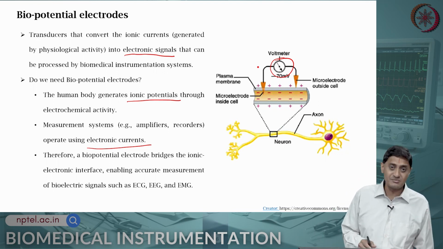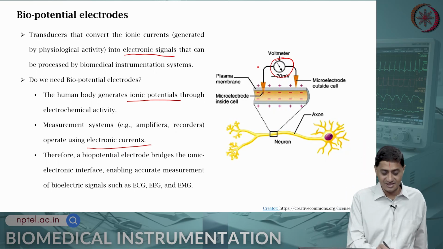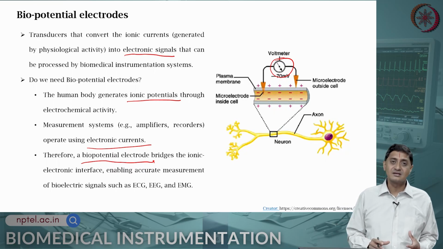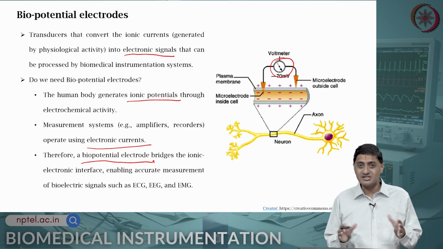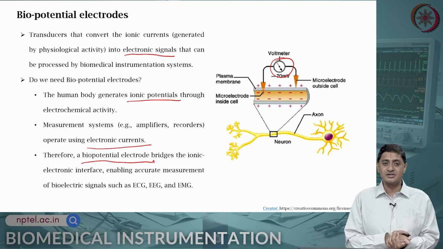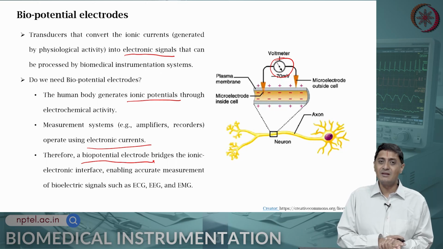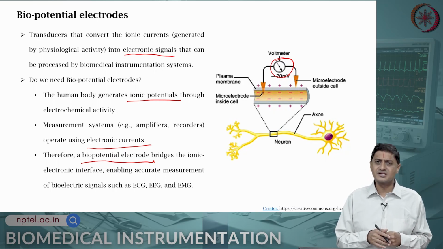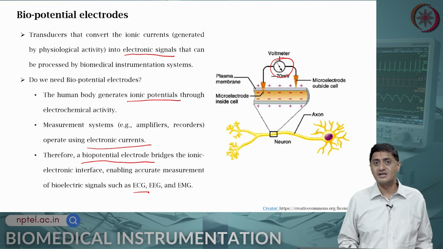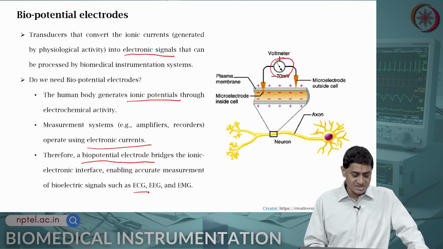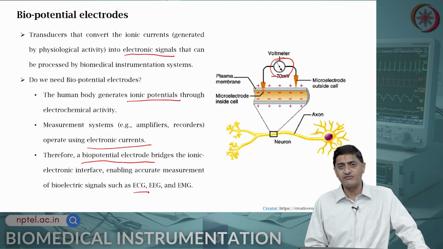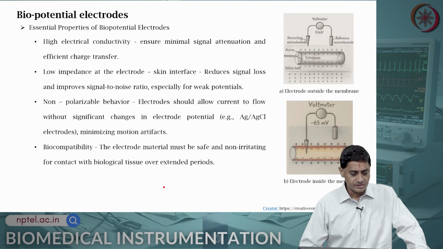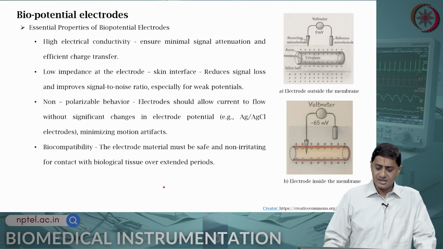In this case, because we are interested in measuring biopotentials, they are called biopotential electrodes that convert these ionic currents into an electronic current, building a bridge between the ionic current and the electronic current interface, thus enabling relatively accurate measurements of bioelectric signals such as ECG, which is electrocardiography, EMG, electromyography, and EEG, which is electroencephalography. These topics we will look at in great detail in future videos and future weeks. So, these are the biopotential electrodes.